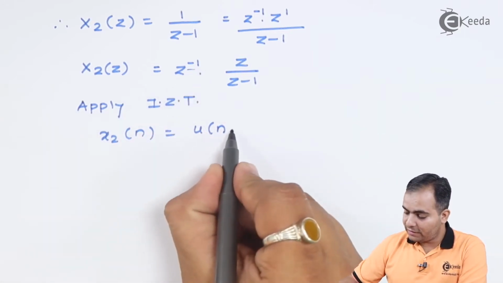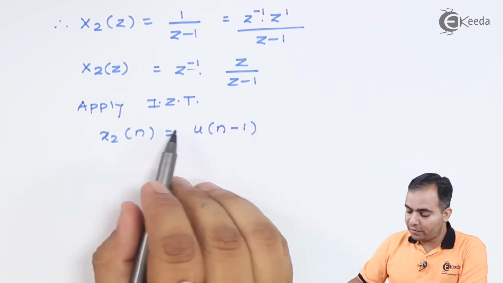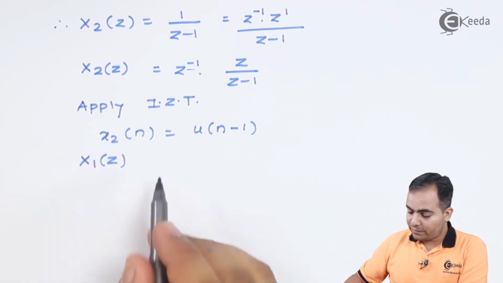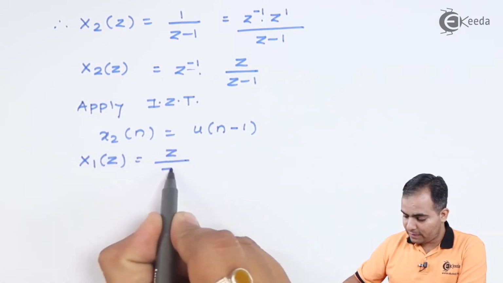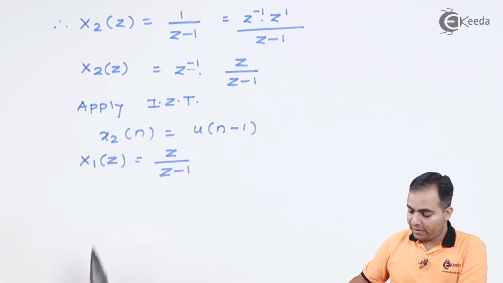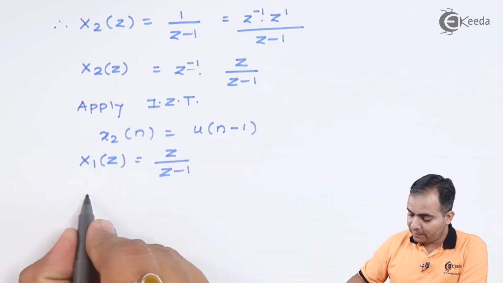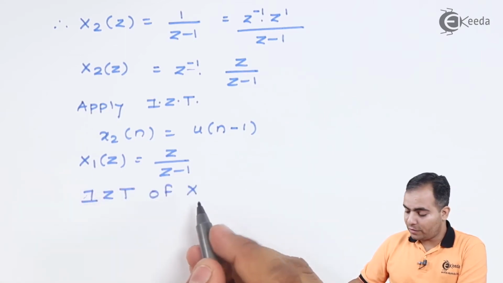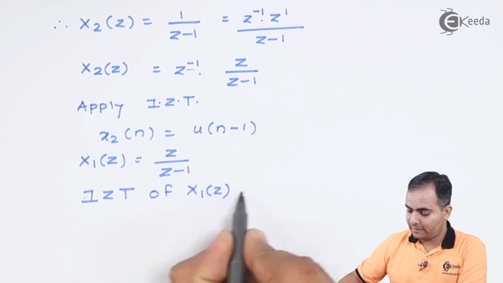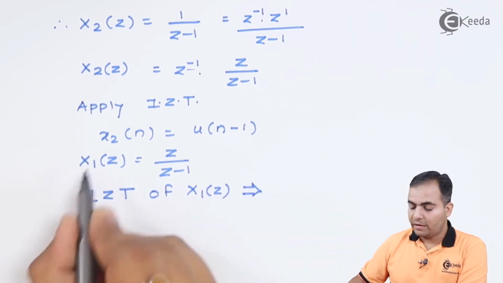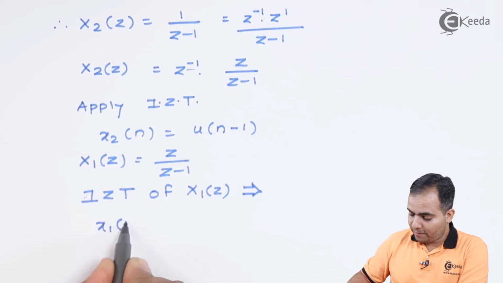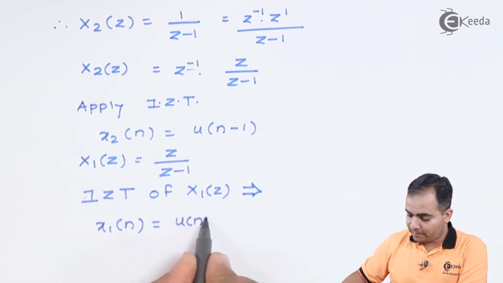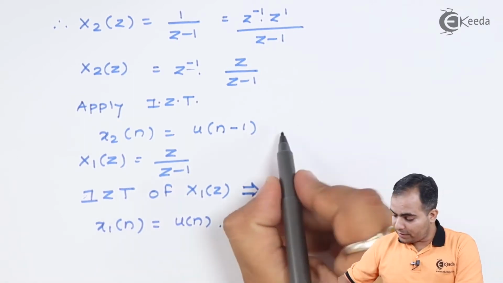So I can say that this is nothing but the Z transform of u of n minus 1. Now my X1 of z was z upon z minus 1, and if we apply inverse Z transform on this, the inverse Z transform of X1 of z is x1 of n, and z upon z minus 1 can be represented by u of n.